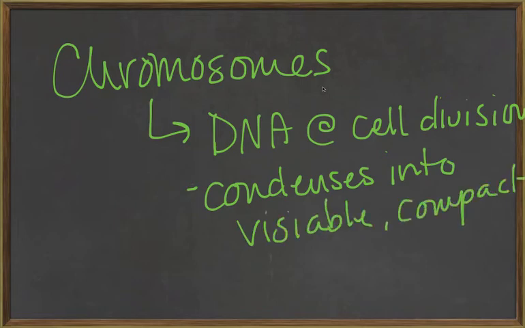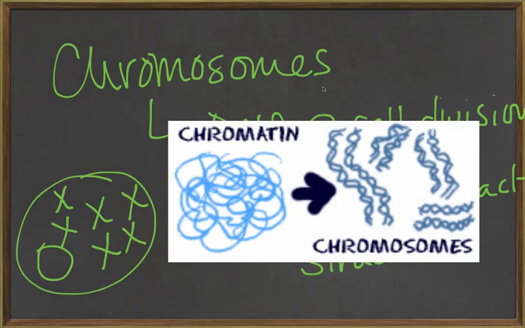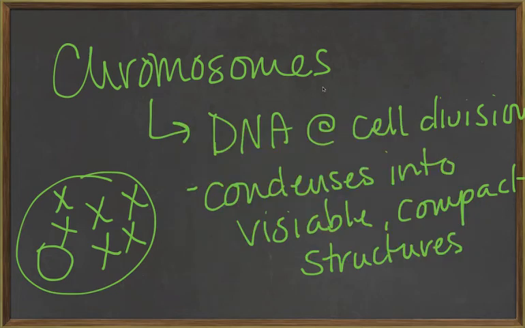compact structures. If I had my nucleus over here, here's my nucleolus, then my DNA starts to take on kind of an X appearance, and they will compact down so that you can see your different chromosomes. They will condense and they will compact down so that you now have some very visible structures in your nucleus. Chromosomes are usually represented by X's, and there is a very good reason of why they are shown as X's.